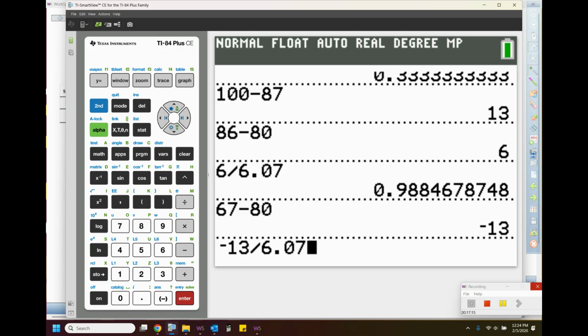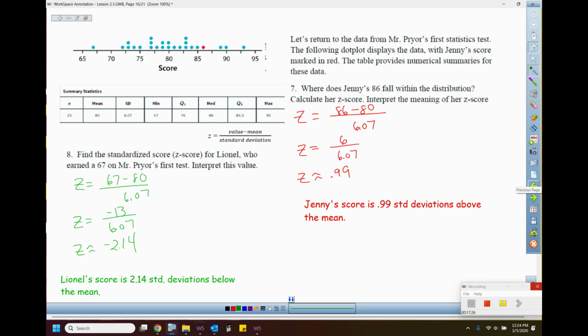And he is more than 2 standard deviations under the mean. Negative 2.14 situation. Which is really, really weird to understand when we're new at this. So let's see if I can put it into a nutshell for you. The average in this class was an 80. People averaged an 80 on this quiz. But most students are probably within 6 of the average because that's the standard deviation.